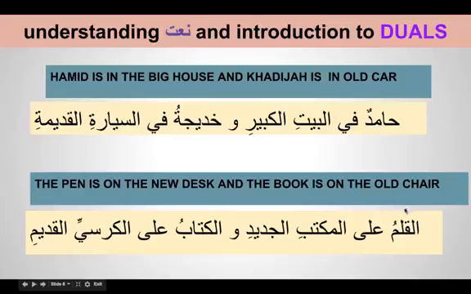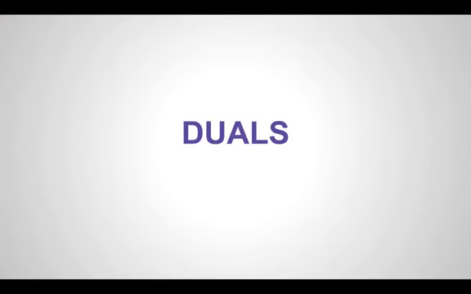So this is how we practice naat and man'ut. So identify which is mubtada, which is khabar, and which is naat. How to identify naat and man'ut? So inshallah, you write this and practice. So now we will be moving on to our next session to understand duals.